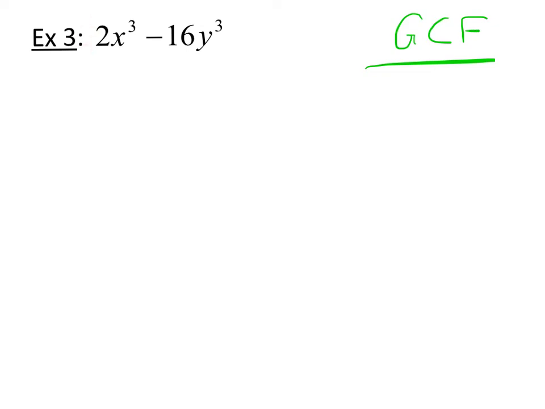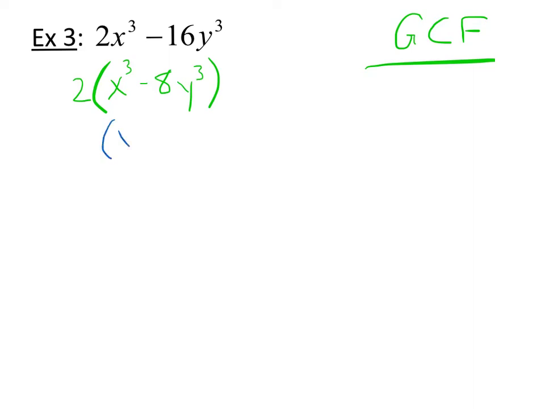So the biggest number that goes into 2 and 16 is 2. What's left on the inside? X cubed minus 8y cubed. Remember, this 2 right here is going to be put in front of our final answer. But now we're dealing with x cubed and 8y cubed. Those are perfect numbers for our pattern. We can now work through it.